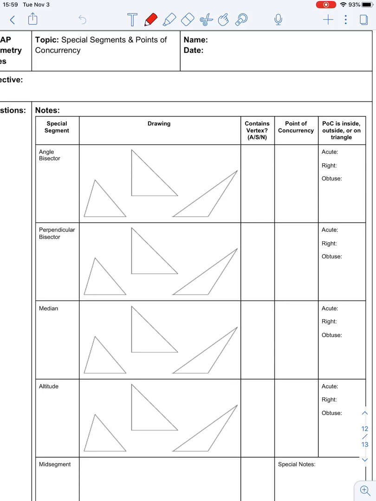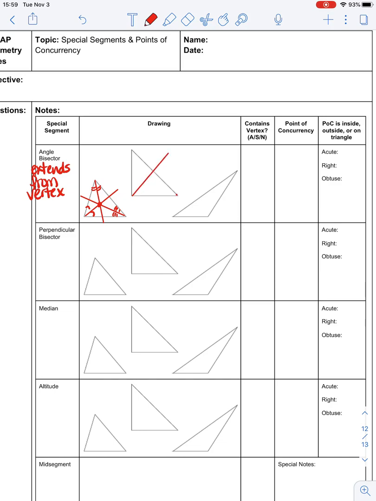So angle bisectors, we've talked about angle bisectors before. An angle bisector extends from the vertex and bisects the angle. In this case, you have this acute triangle, and if I kind of eyeball it and bisect each of the angles, what I notice is that each of those lines intersects at the same point. Now let's see if that happens with all of them.